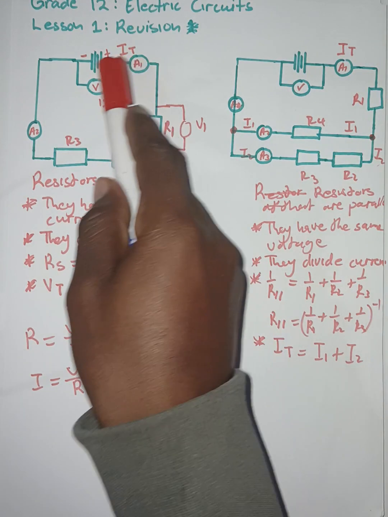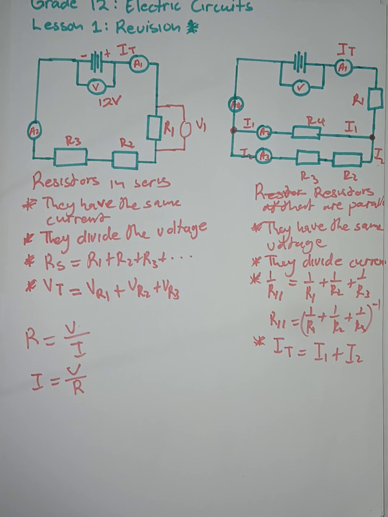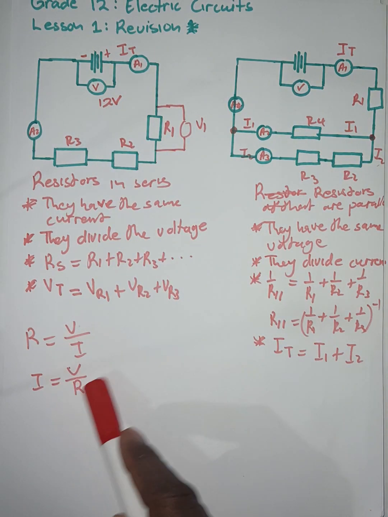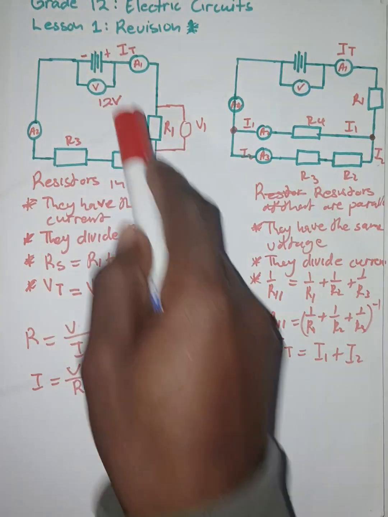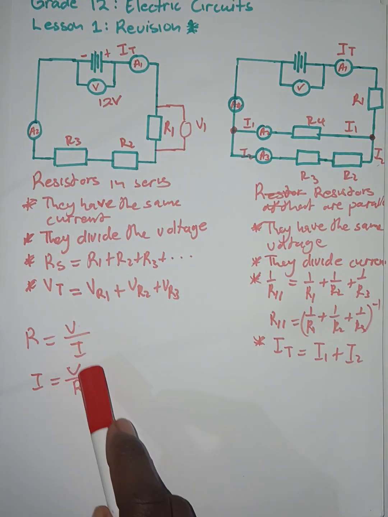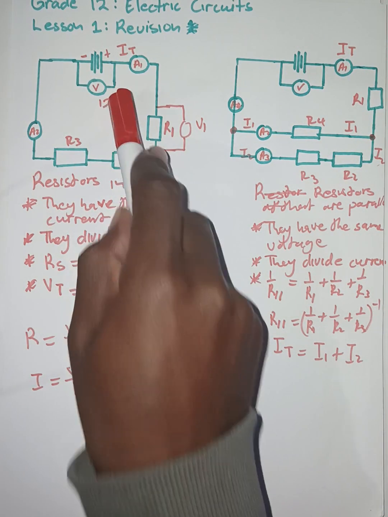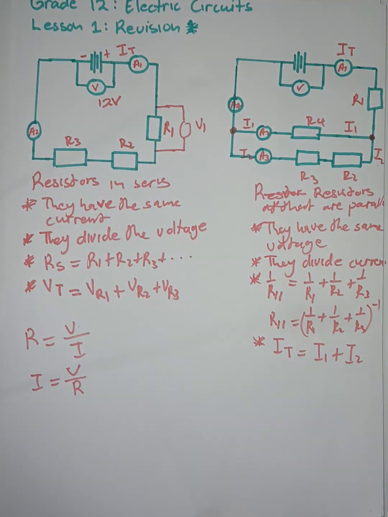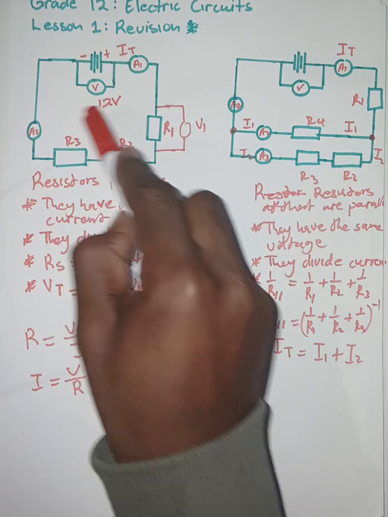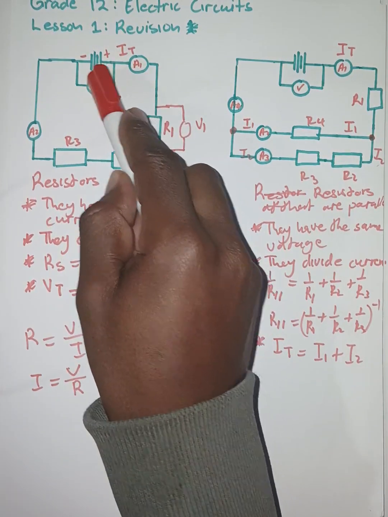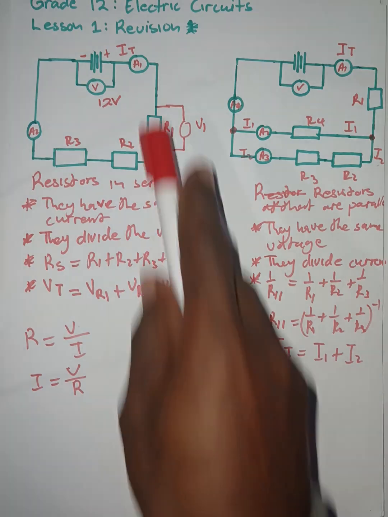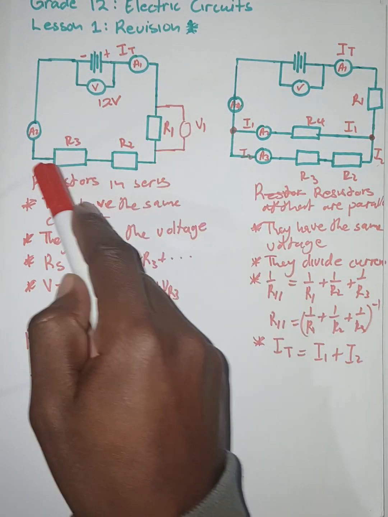So if you use V total, and remember that's V total right there, you must also use the total resistance. If you use that 12 volts, you would need to use R1 plus R2 plus R3. Remember that the voltage there, or voltmeter in a sense, would be reading the voltage that is shared to our external circuit.